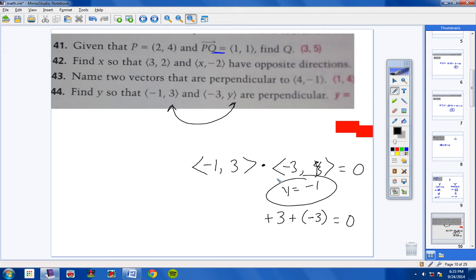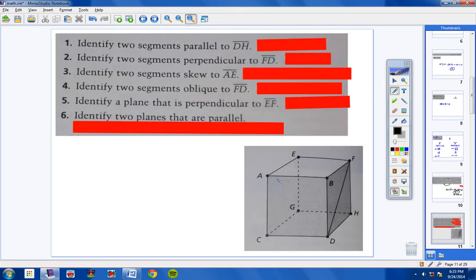Okay, moving on to numbers 1 through 6. Identify two segments that are parallel to DH. All right, here's DH right here. Two segments that are parallel. Well, there's quite a few. It says 2. It could be any of these right here. BF is parallel to DH. AE is parallel. And CG is parallel.